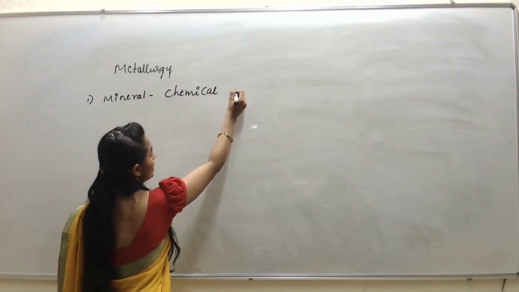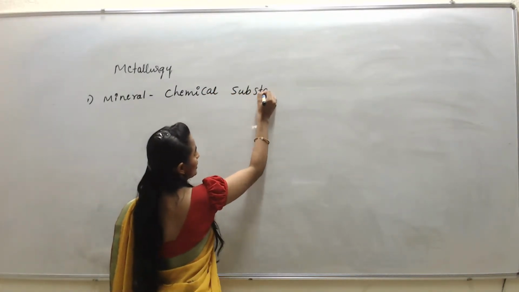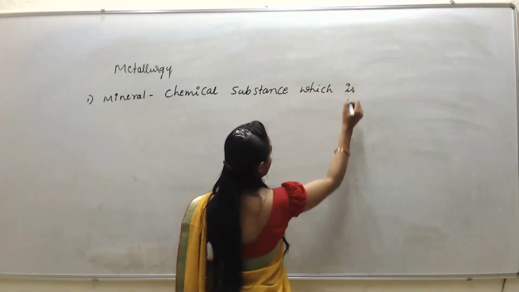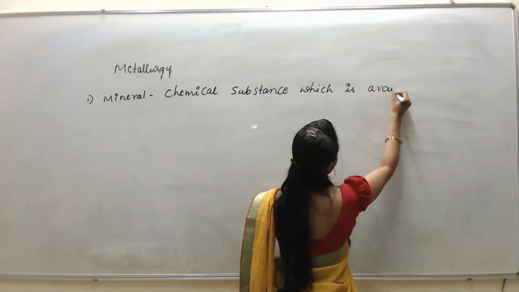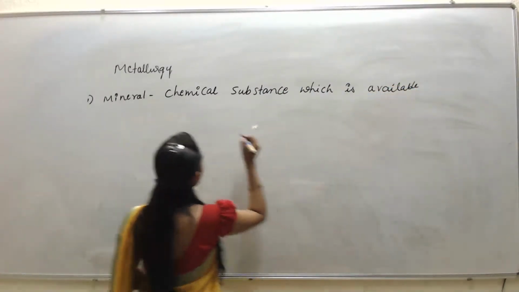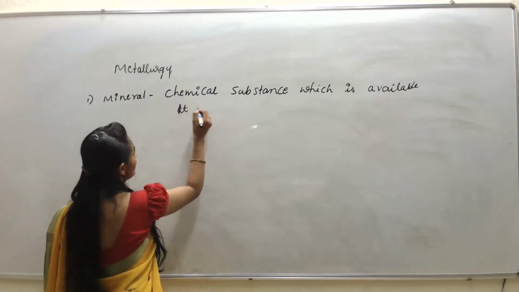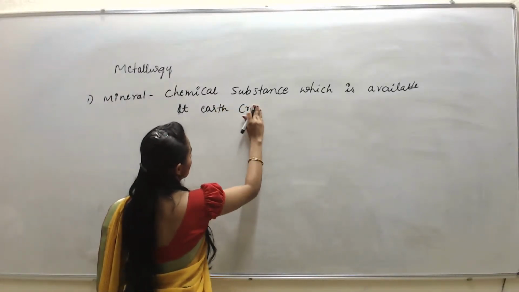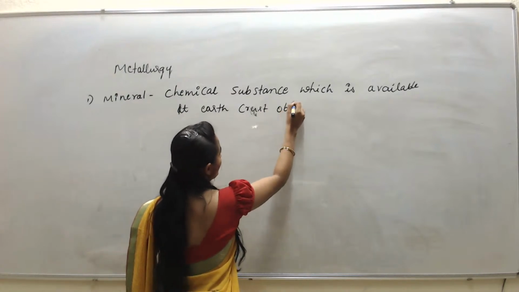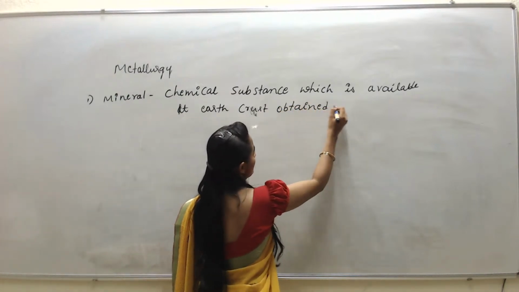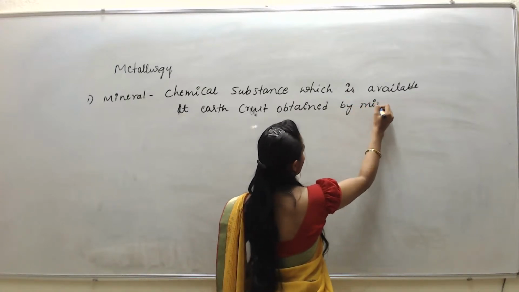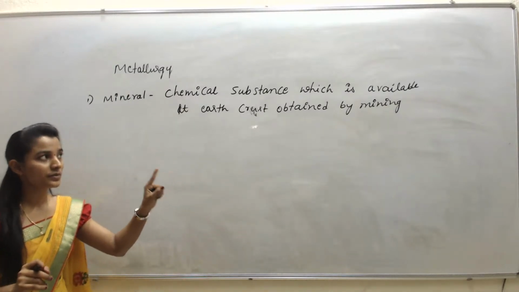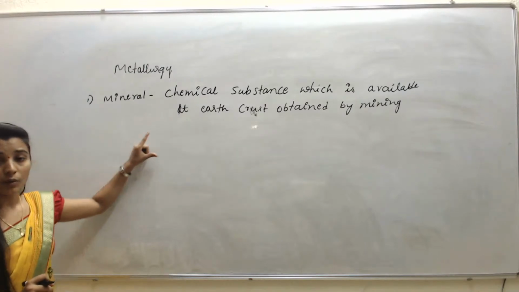It is a chemical substance which is available at the earth crust, obtained by mining. Okay, students, the first thing we often use is mineral. So mineral is a chemical substance which is available at the earth crust, obtained by mining.